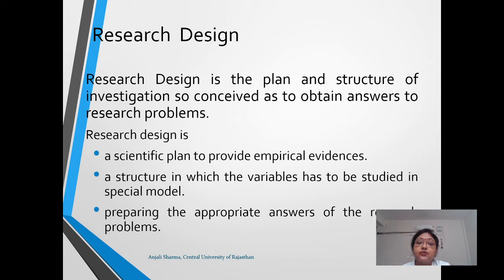So it means that with the help of the research design, we are going to craft our variables, and how we are going to get the result, and to make that structure on the basis of our variables also, and prepare the appropriate answer to the research problem. So there are various kinds of research. On the basis of that, we have to select a particular research design, and now we will proceed further.